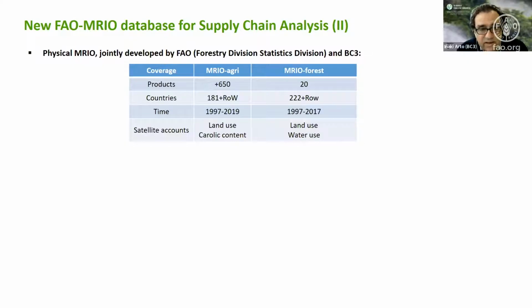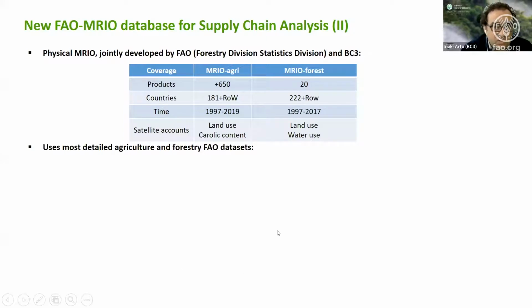And in terms of satellite accounts, it includes information on land use and the carbon content. And the multi-regional forest database is the second block of the database. It covers 20 products, 222 countries plus the rest of the world region, the period 1997-2017, and it has satellite accounts of land use and water use.